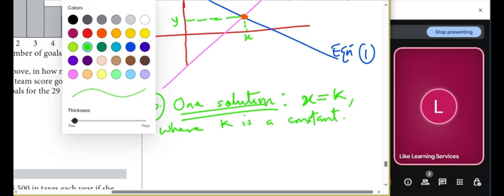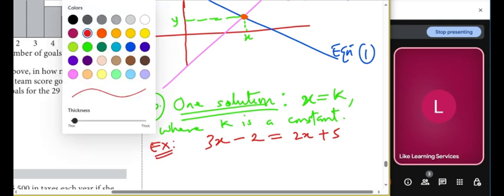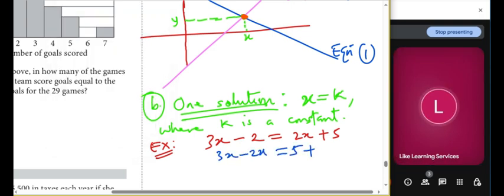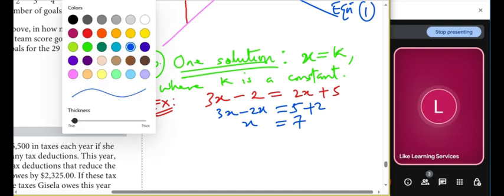Several equations we've done are typical examples like 3x minus 2 equal to 2x plus 5. Let's solve. That's an example. What's the value of x here quickly? They won't even give you this one because it's too simplistic. 3x minus 2x is equal to 5 plus 2. So x is equal to 7. Single solution.